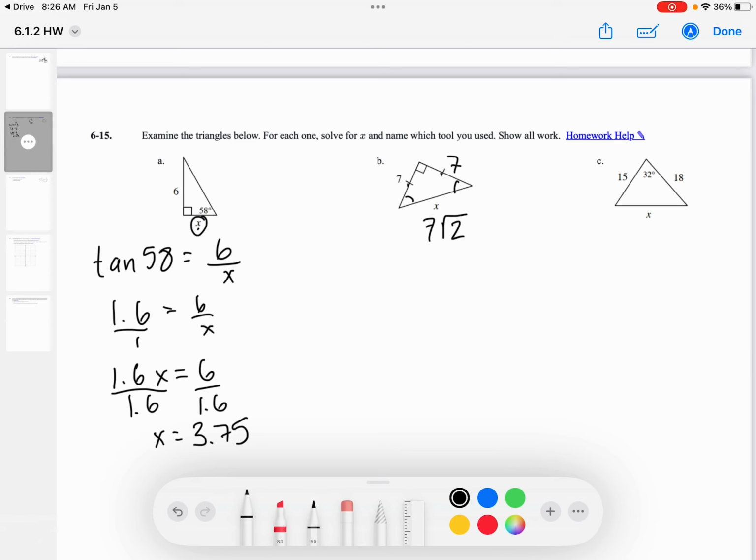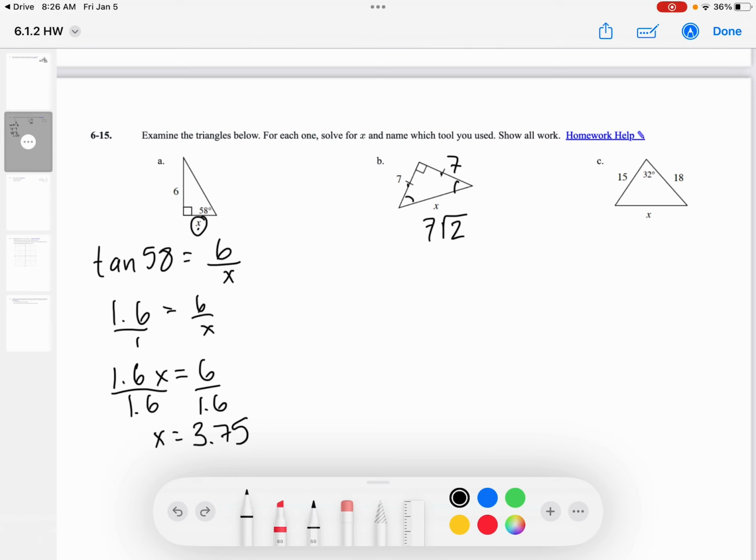All right, in C, I have a triangle. Is this a right triangle? No. I have two sides and an angle, and I am finding the other side. So I am going to have to use either the law of sines or the law of cosines. Can I use the law of sines? I have an angle and a side across from it, but I don't have any of the other angles. So I am not going to be able to use the law of sines. I'm going to have to use the law of cosines.